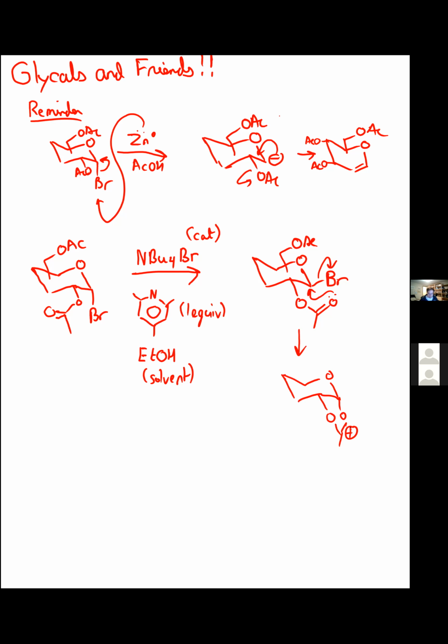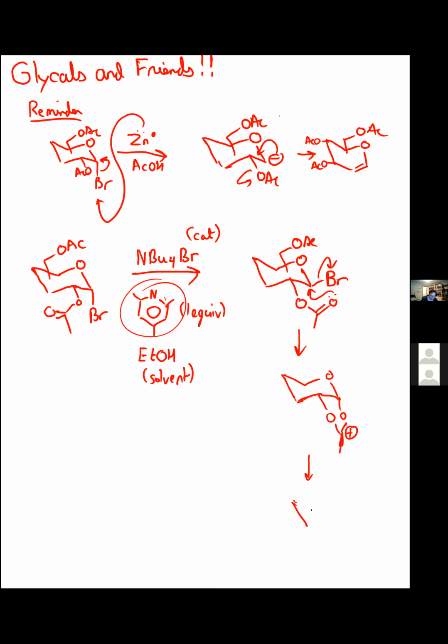Now, this is a bit weird. I'm just going to give it because depending on the conditions, I know that this can't be the complete mechanism, and something much funkier is going on because if I leave off the collidine and I treat this with ethanol, ethanol would come in beta, and we would have the beta ethoxide, and that's not what we get. So something is going on a little bit with this collidine, and I don't quite understand. But that's just what else is new.